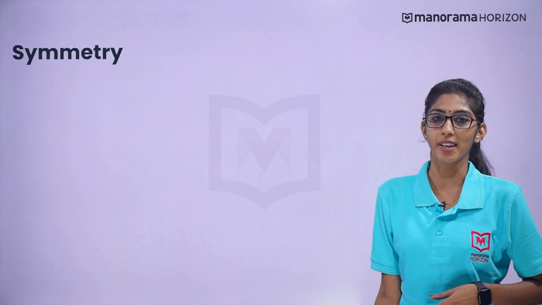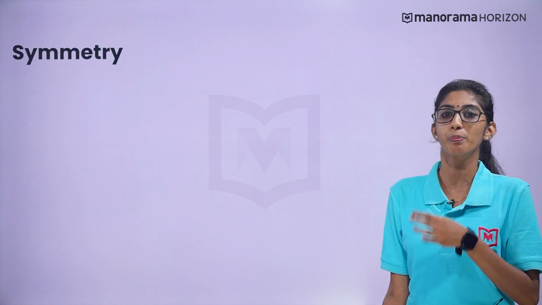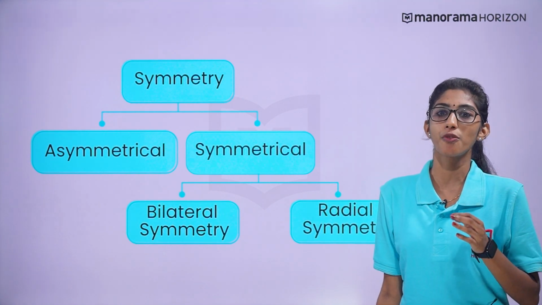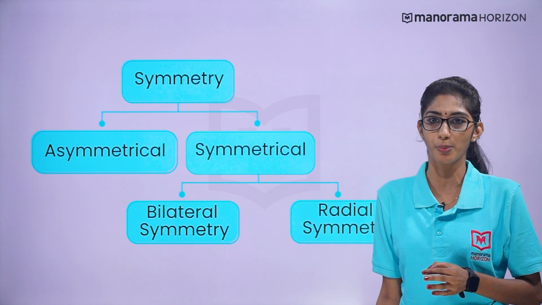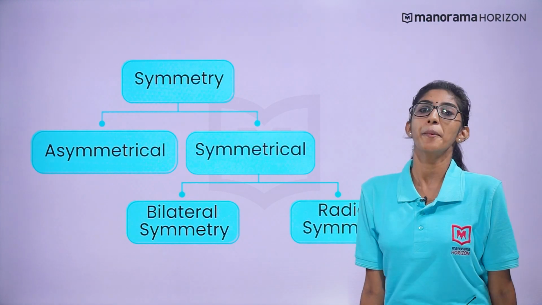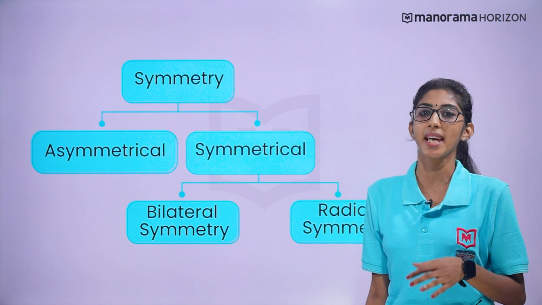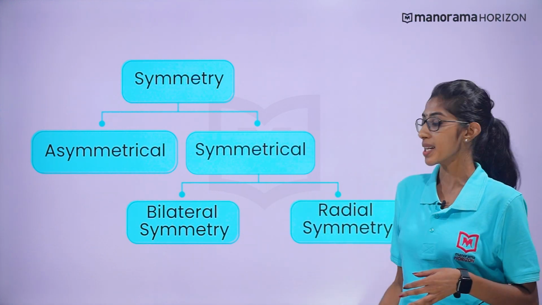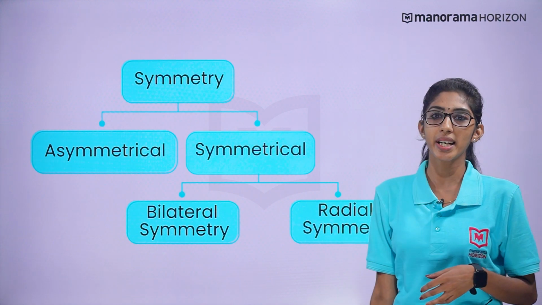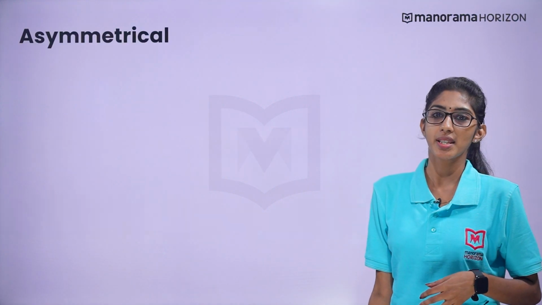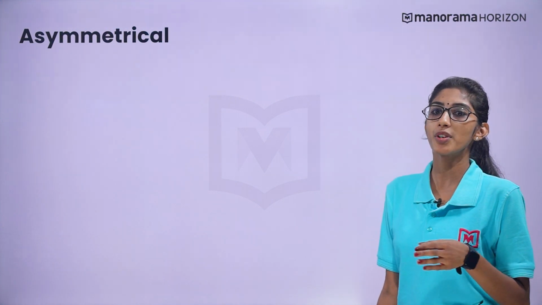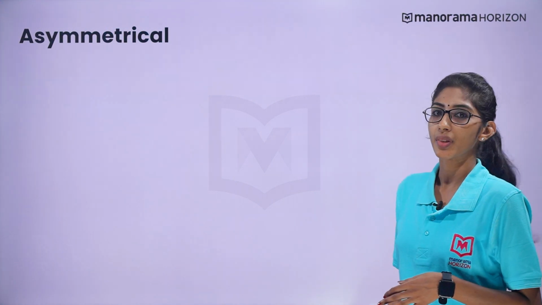Let's try to classify animals according to their body symmetry. Symmetry refers to the arrangement of parts on the opposite sides of the body of a three-dimensional animal. Based on the symmetry, animals can be asymmetrical and symmetrical. The symmetry may be bilateral or radial. Let's discuss the symmetry of organisms in detail. First, we will look into asymmetry.